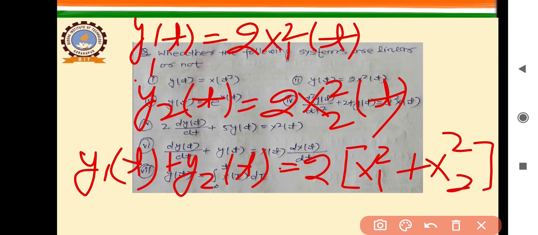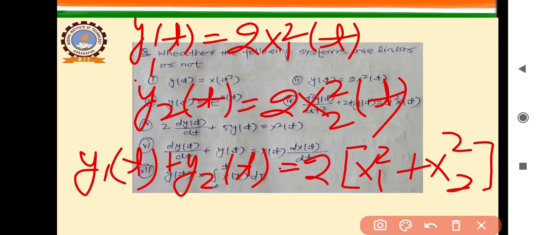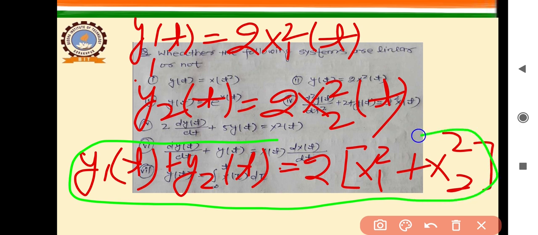Instead of x1(t) and x2(t), I will write it as x1 and x2 only to save the space. So y1(t) plus y2(t) is equal to 2 times (x1 square plus x2 square). Now remember this result, that y1(t) plus y2(t) is equal to 2 times (x1 square plus x2 square).